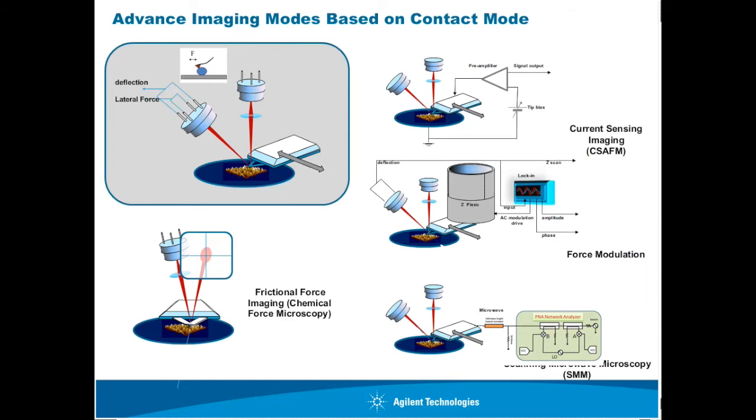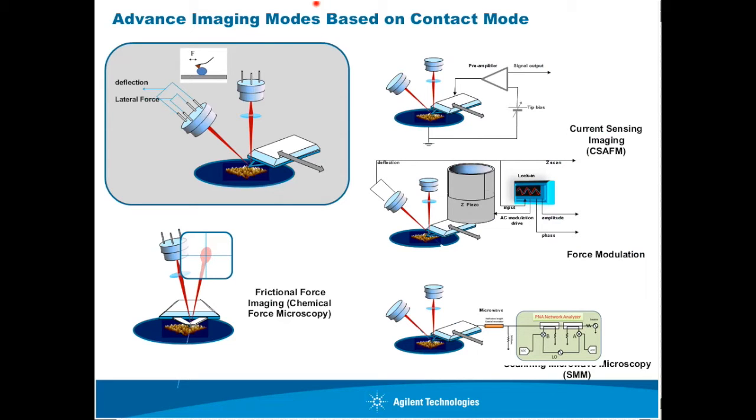Now, there are advanced derivative imaging modes based on contact mode, for example current sensing AFM, also known as conductive AFM, force modulation, scanning microwave, and frictional force imaging. These are all contact mode imaging modes.